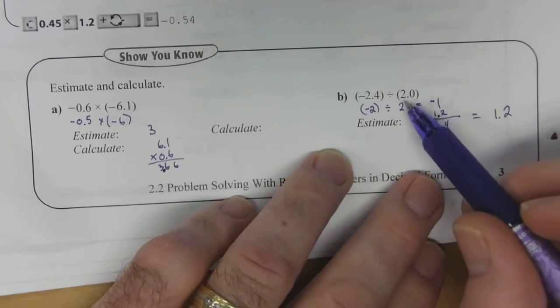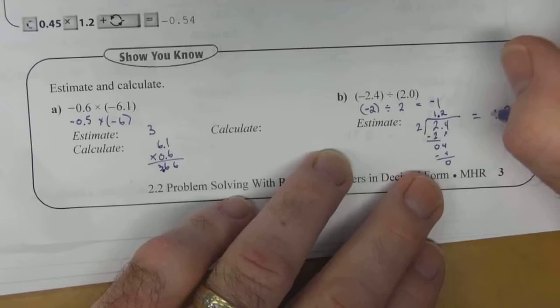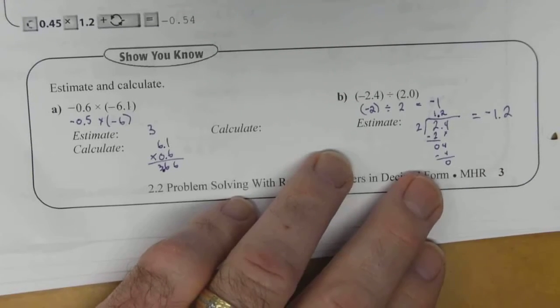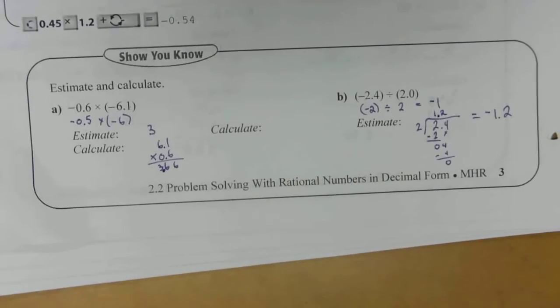but look at the signs. Negative divided by a positive. The signs are different, so I'm going to have a negative for my answer. So my actual calculated response is negative 1.2. And that's this show you know.